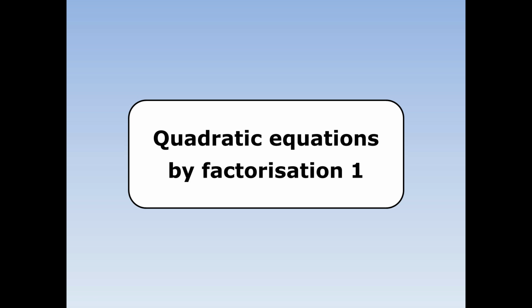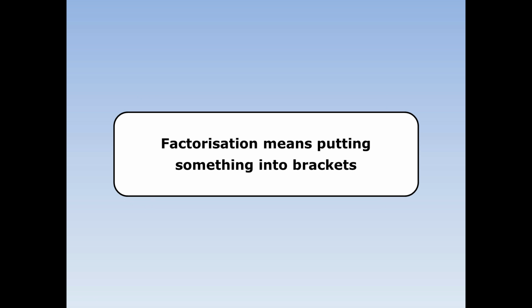Quadratic equations by factorisation 1. Quadratic equations are equations with two correct answers. They normally have an x squared in them. Factorisation means putting something into brackets. So we're going to solve these equations by putting them into brackets.